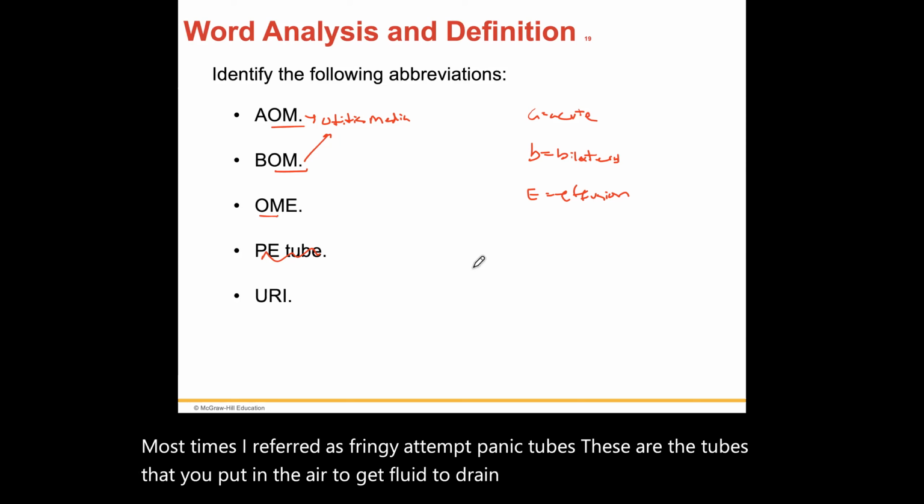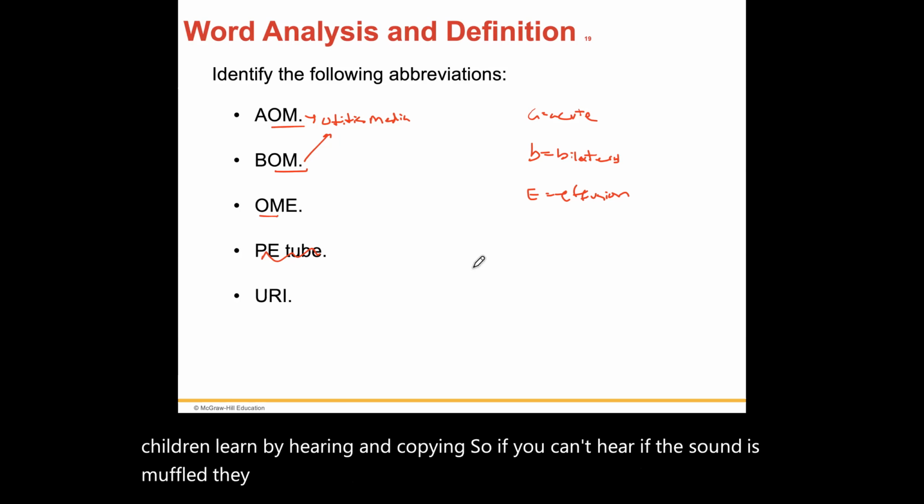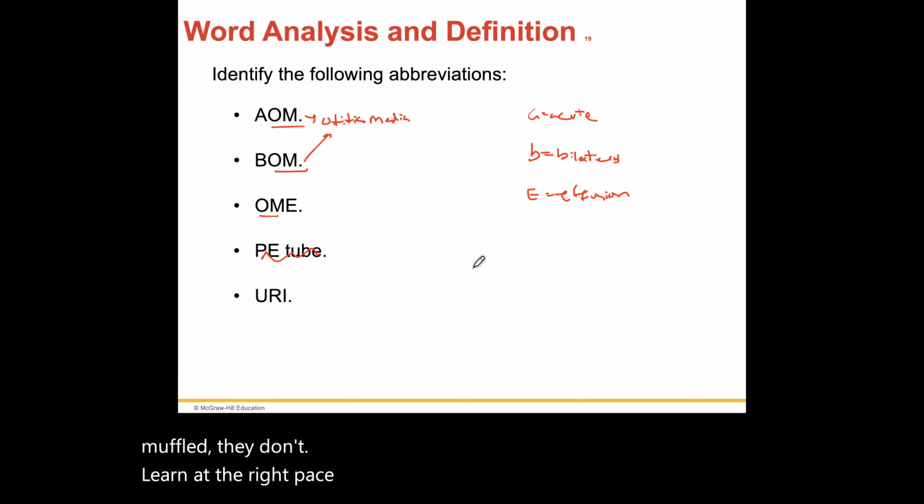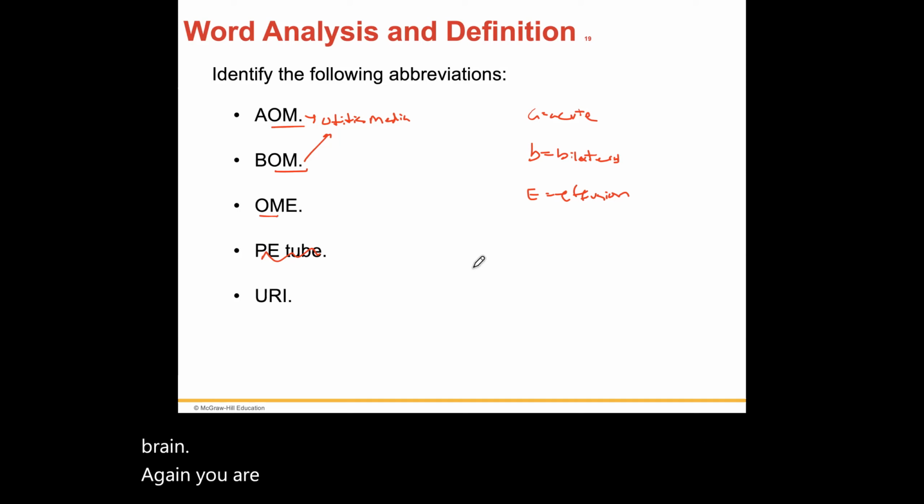It's really important because children learn by hearing and copying. So if the sound is muffled, they don't learn at the right pace, and that could lead to non-development of the brain. Again, URI, upper respiratory infection.